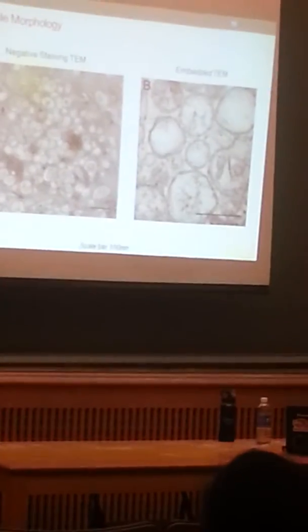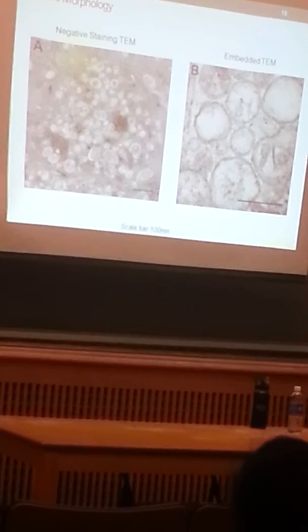I can also utilize embedded transmission electron microscopy, which basically slices through the pellet. So instead of looking at the vesicles from the surface by negative staining, I can slice through the pellet and look at the membrane. As you can see, there are different densities of these vesicles, and they come in many different sizes, and you can even see the bilayer of the membrane.